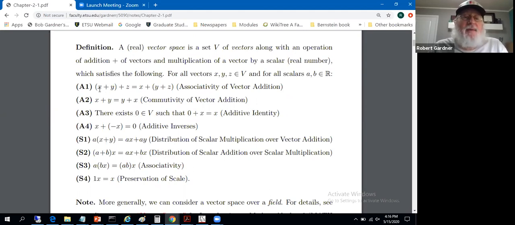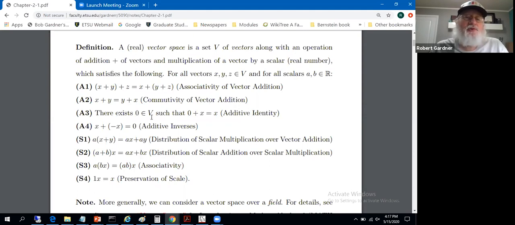And we get 8 axioms, or 8 pieces to the definition of a vector space. The first 4, labeled A1 through A4, deal with addition. The second 4, labeled with S's, deal with scalar multiplication. And we require that the sum x plus y, x and y vectors, plus vector z equals x plus the sum of y and z, associativity of vector addition, x plus y equals y plus x for vectors, commutativity of vector addition.